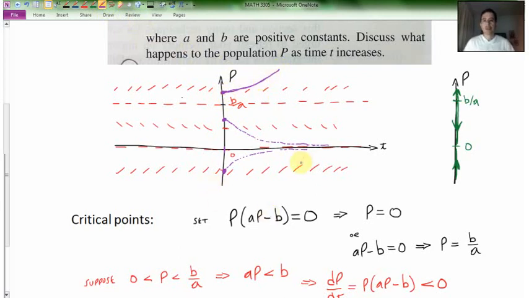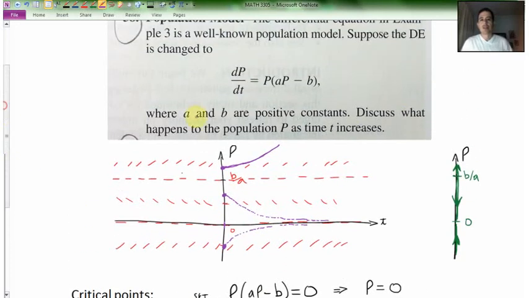So to answer the question in this exercise, discuss what happens to the population P. Well, you can say, case number 1, if the initial population is greater than B over A, then the population will keep growing to infinity. If the initial population is between 0 and B over A, the population will die down towards 0, getting closer and closer to 0 as time goes on. If the initial population is negative, then the population will grow until it gets closer and closer to 0.